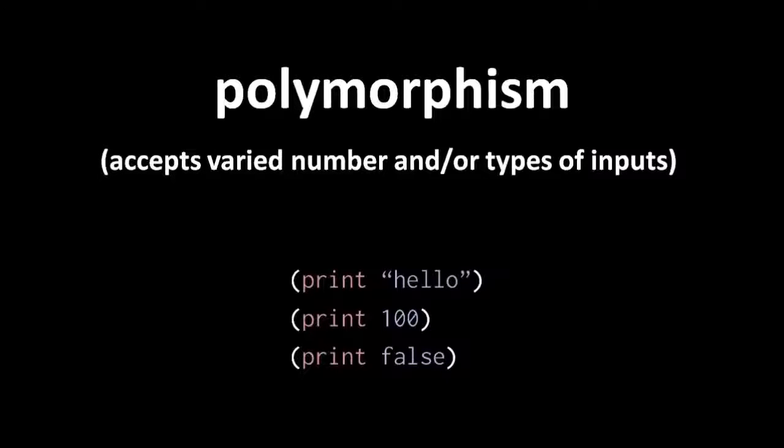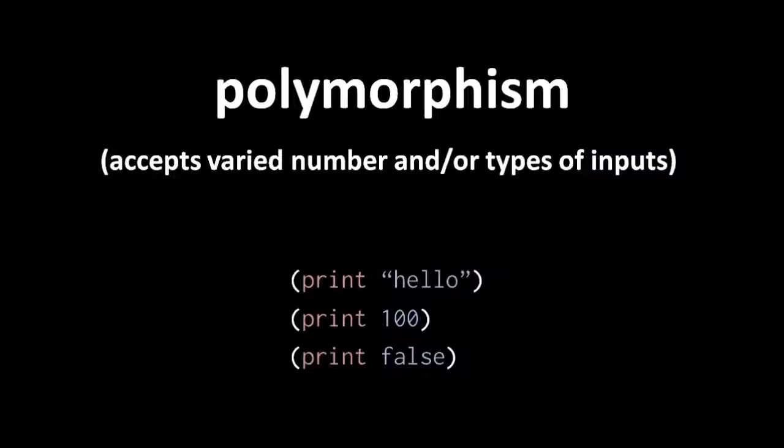In programming, the term polymorphism refers to the ability of an operation or function to accept a varied number of inputs and/or varied types of inputs, and possibly change its behavior in these different cases. So, for example, in Pigeon, the print operator is polymorphic in that it accepts different types of inputs. You can pass a string, a number, or a boolean, and whatever you pass, the print operator will print a text representation of that value on the console.